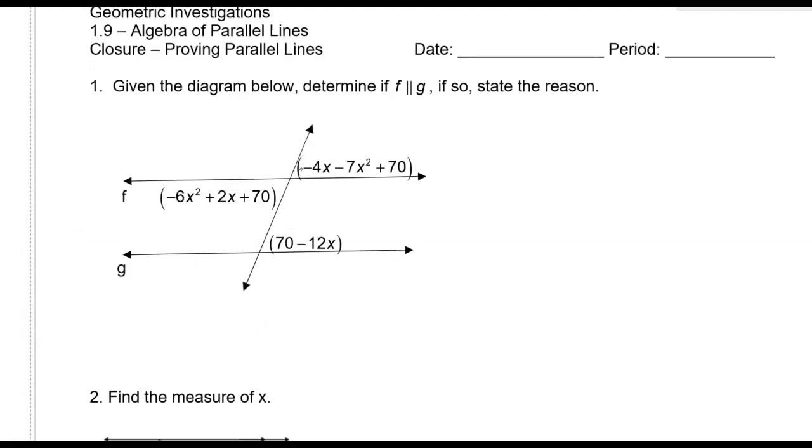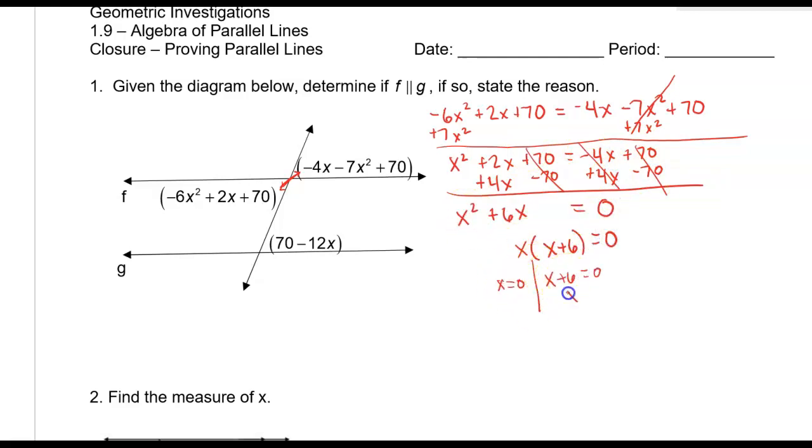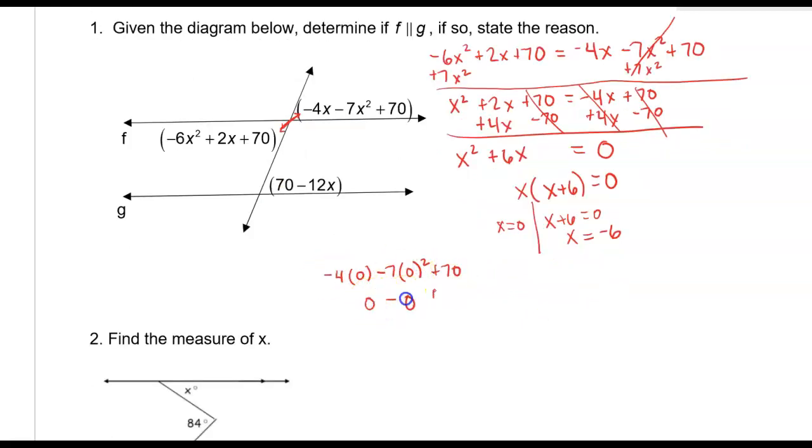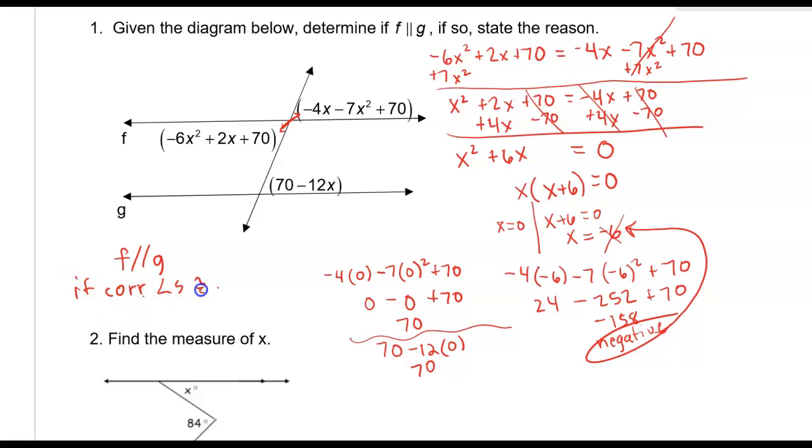We do not know if F is parallel to G at the start, so we're going to have to look at these vertical angles right here to help us out. Those angles are congruent to each other, so I'm going to let the algebra be equal. Negative 6x squared plus 2x plus 70 equals negative 4x minus 7x squared plus 70. Add 7x squared to both sides. Line F is parallel to line G because if corresponding angles are congruent, lines are parallel.